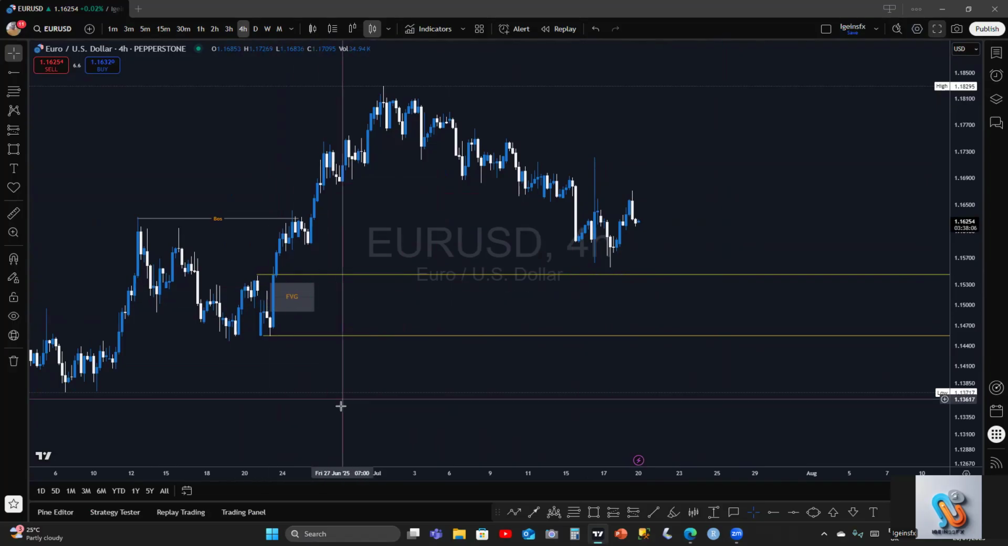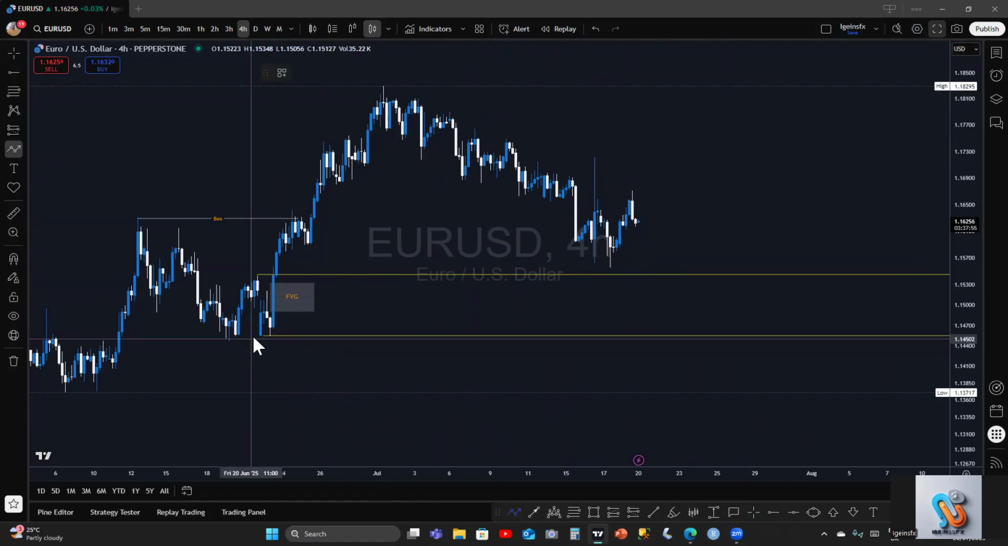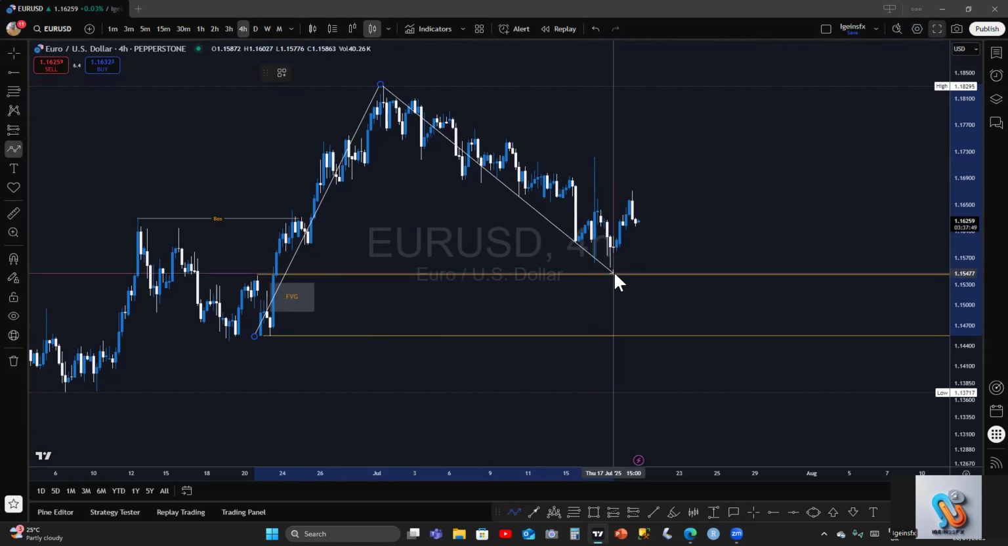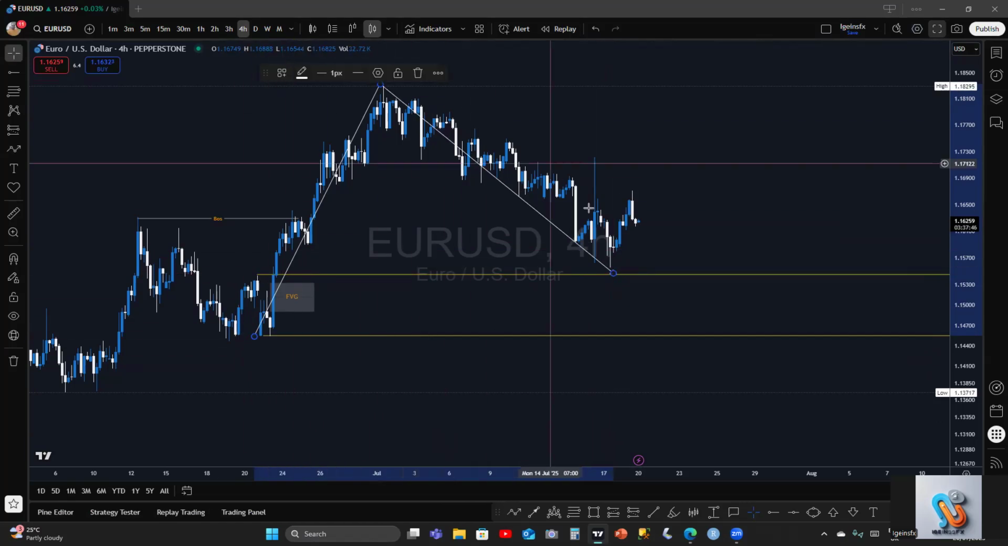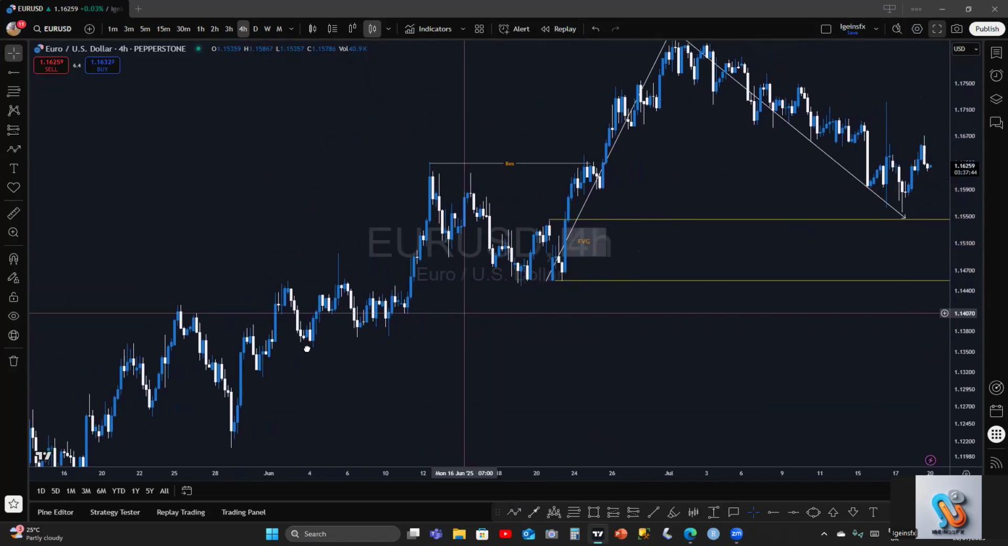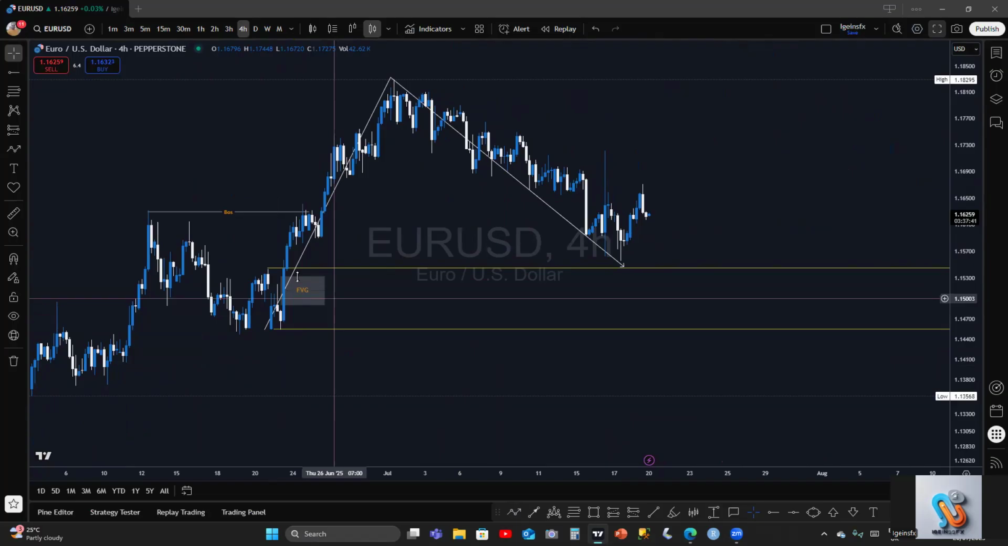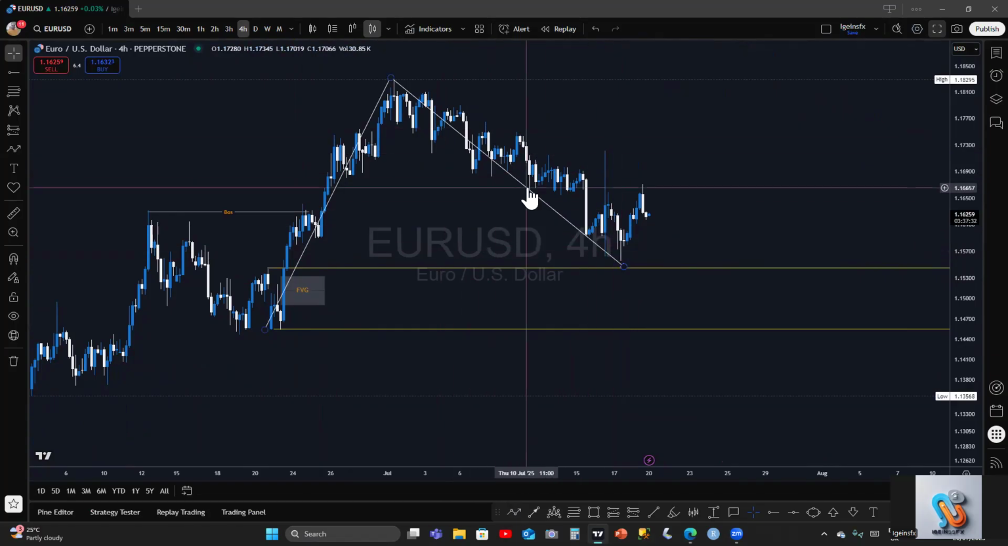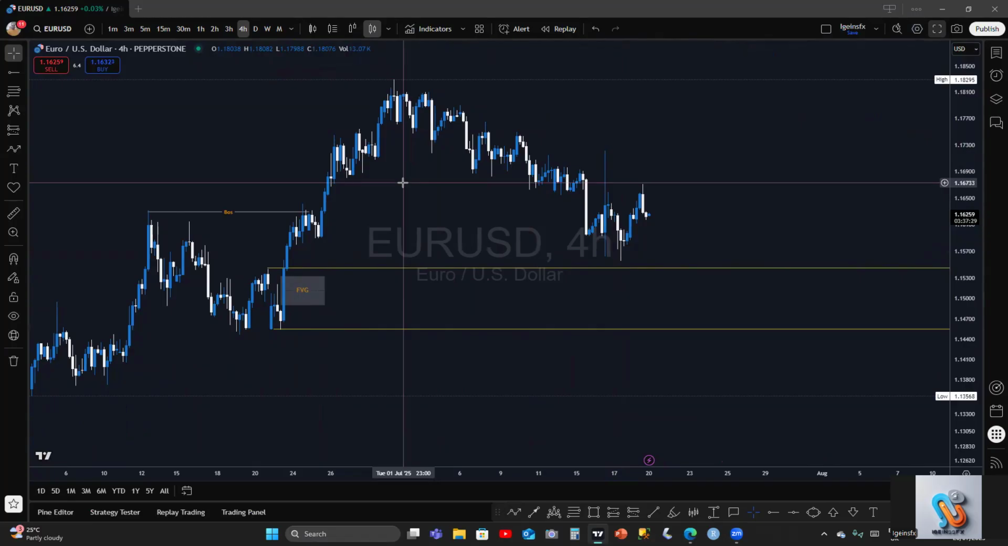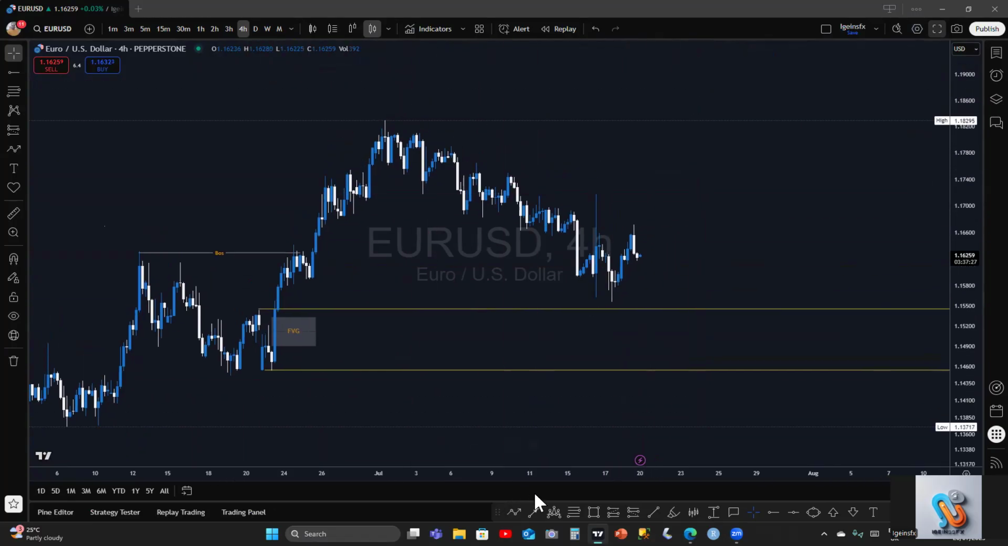All right. So from the 4-hour point of view, it is making a pullback. This move created a high, and now it is coming back. All right, at this point, we have identified a fair value gap here, and this is where the price has pulled back to.